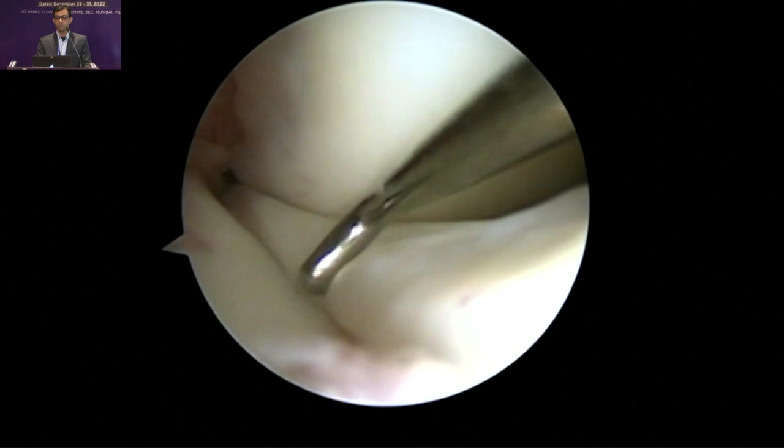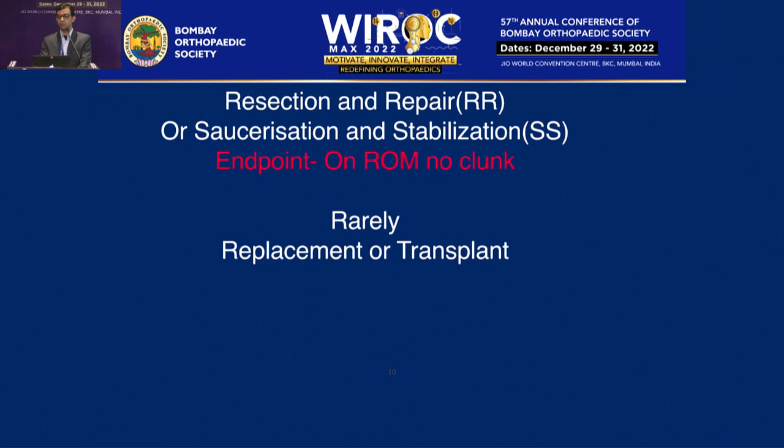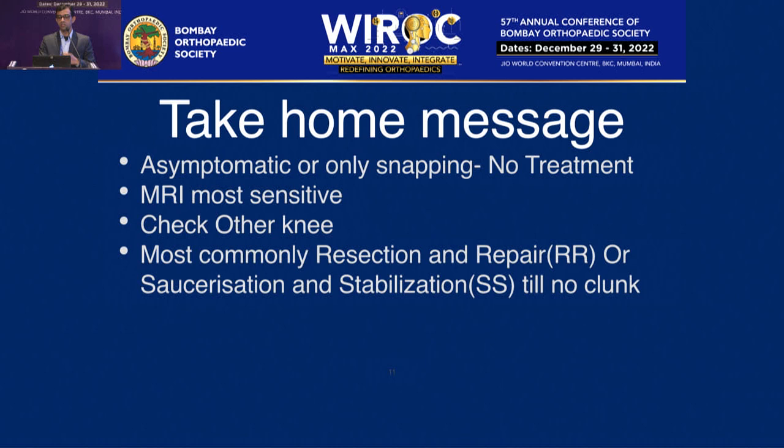So this can be a little confusing. This is the handle portion of a bucket handle tear, and it is retracted and not reducing properly. So don't confuse this with the discoid meniscus. Resection and repair is the surgery which we will do for the discoid meniscus, and the end point is that on range of motion there should not be any clunk. So you have to repair those. Rarely, replacement or transplant may be required for the discoid meniscus.